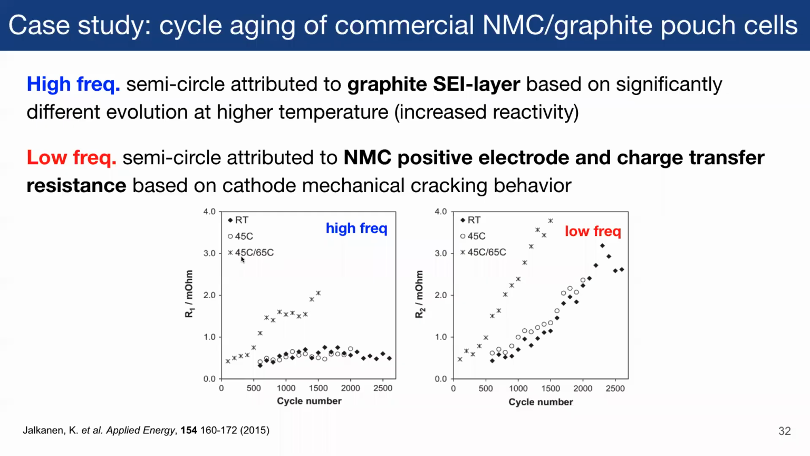And what they believed was that this was caused by increased reactivity of our electrolyte with the surface of our anode at higher temperature. On the low frequency side, they attributed all of these increases to the NMC positive electrode and charge transfer resistance through the cathode. And they attributed this based on continuous cathode mechanical cracking behavior throughout. As we crack our cathode, we basically make it harder for lithium to travel across, and we also add new exposed surface that can then react and insulate further.